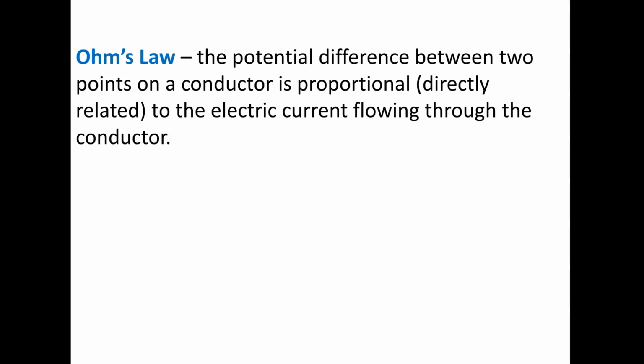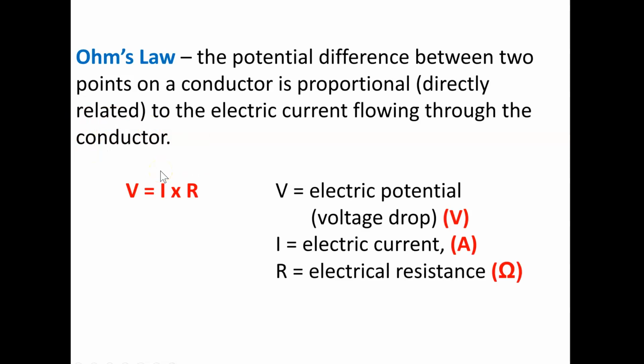So again, Ohm's law is the potential difference between 2 points on a conductor, and this is directly proportional to the electric current flowing through the conductor. So V is equal to IR. This is the relationship, commonly written as Ohm's law, where V is equal to electrical potential, or the voltage drop, represented by V. I is electric current, represented by A. And R is equal to electrical resistance, represented by the omega symbol there. Okay, it's ohm.